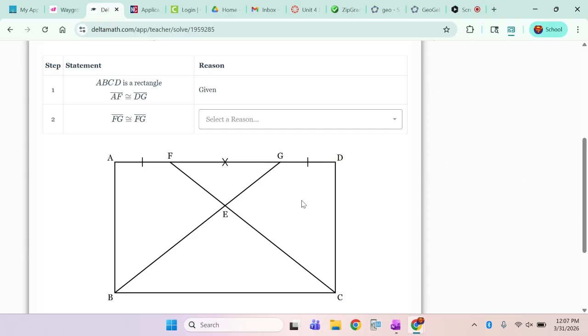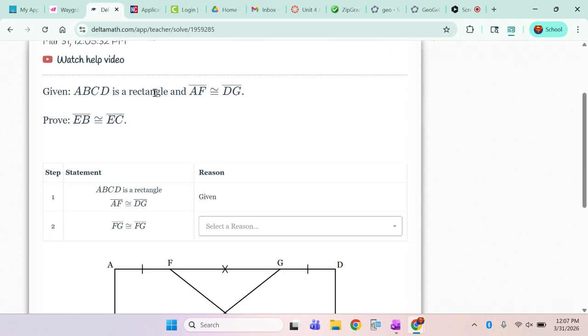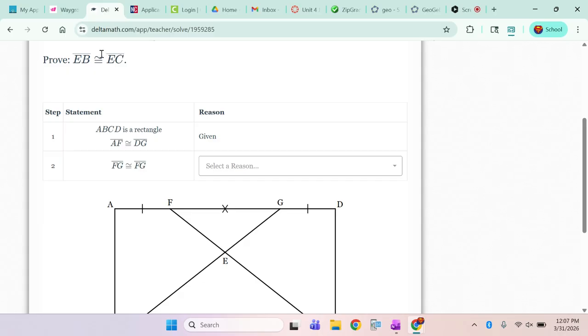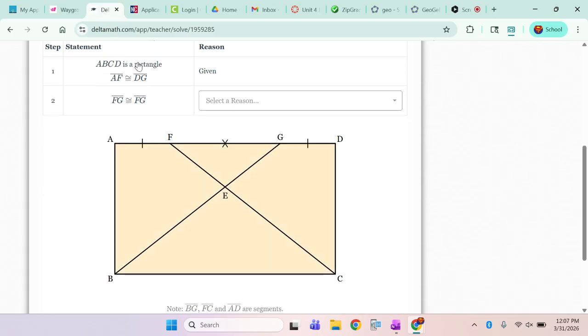I got the popsicle sticks of destiny up here. All right, so to start us out, let's look at what we're actually trying to prove. Given ABCD is a rectangle and AF is congruent to DG, they want us to prove that EB is congruent to EC. So this whole shape is a rectangle, and these two little baby parts are congruent as well.